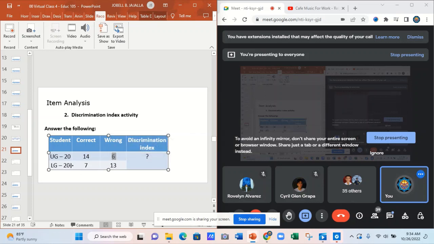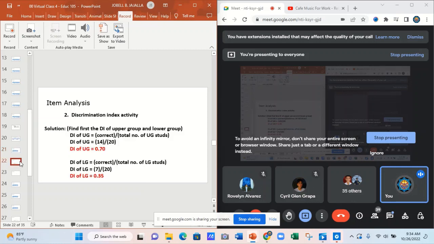Now, at the same time, in the lower group, 20 po sila kabuok. Only 7 got the correct answer. So 7 lang sa ila ang naka-correct answer. And then 13 ang namali ato na same item. Now, unsaon nato ni siya pag-solve class. So here is the solution na.